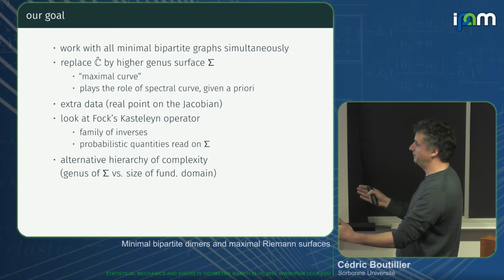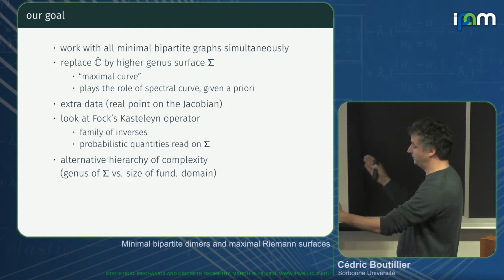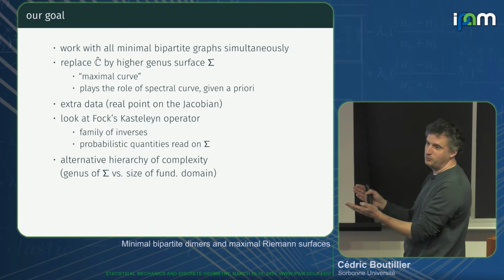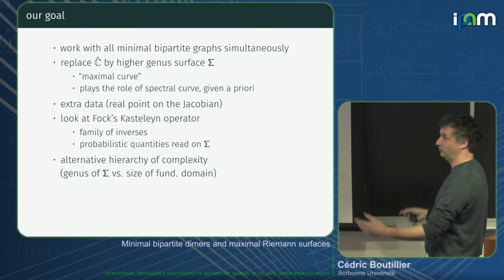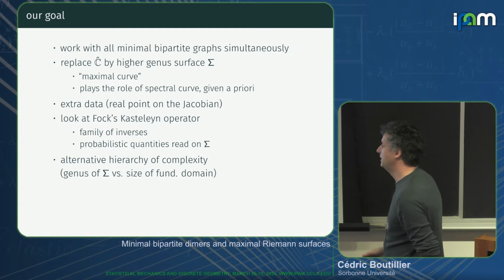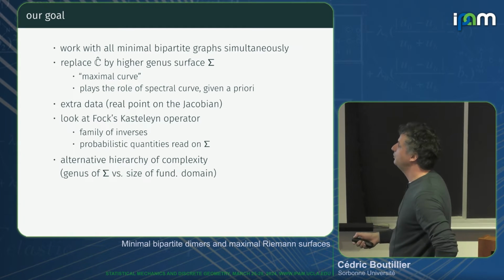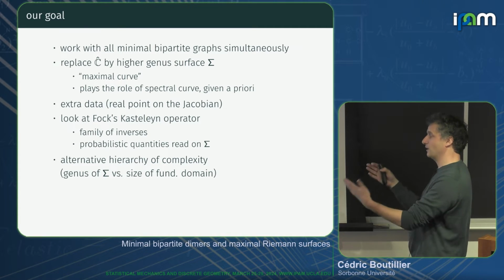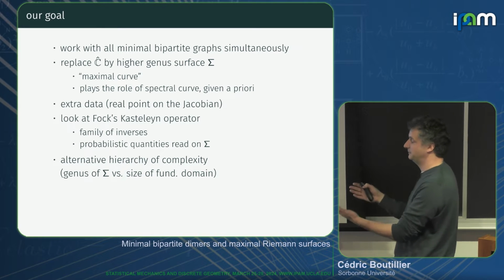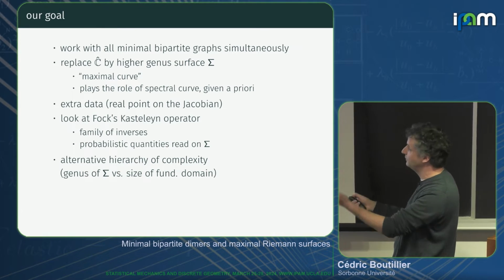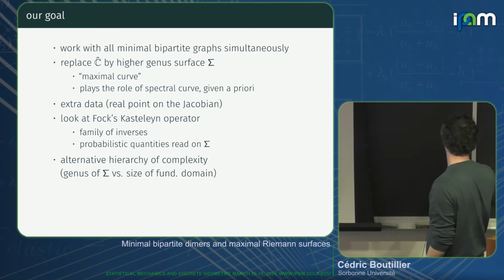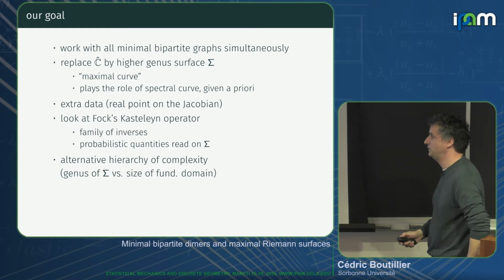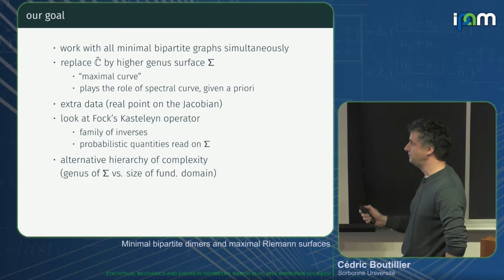So one approach before was to look at periodic graphs, and you say that a graph is simple if its fundamental domain is small, and it's complicated if the fundamental domain is large. But here, the notion of complexity will come from the genus of the surface. So for me, a minimal graph will be simple if the surface sigma is, for example, the Riemann sphere or a torus, but the complexity would increase with the genus of the surface.